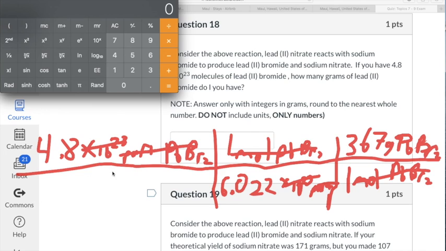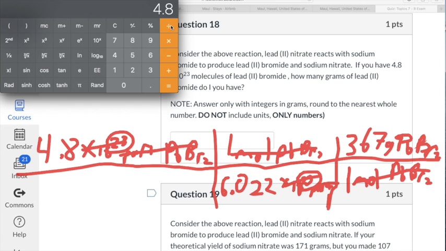And then I just have 4.8. Be careful, guys. That only works if you have exactly 10 to the 23rd on both of these, which I did. If it's anything besides that, you have to cancel out only what you can, not everything. In this case, it's the same, so I can cancel it out top and bottom.